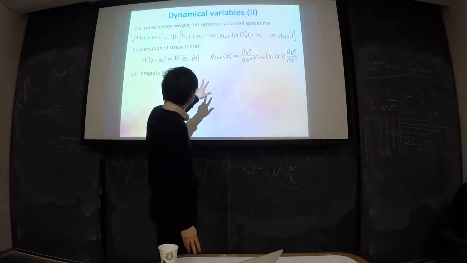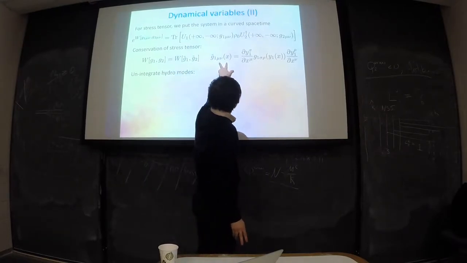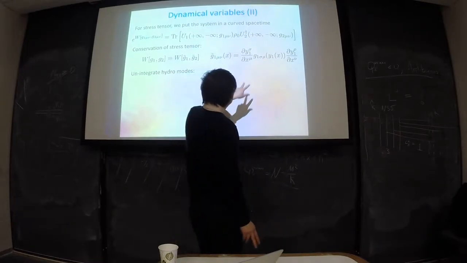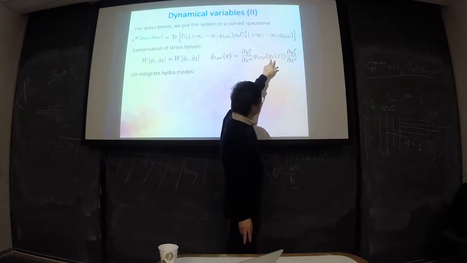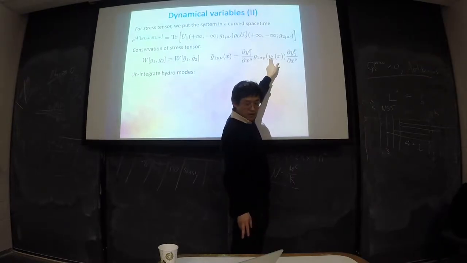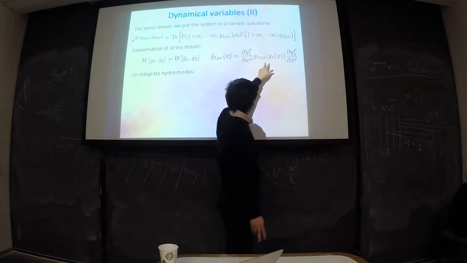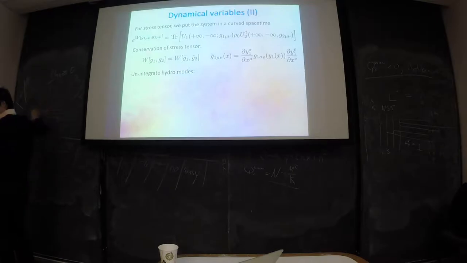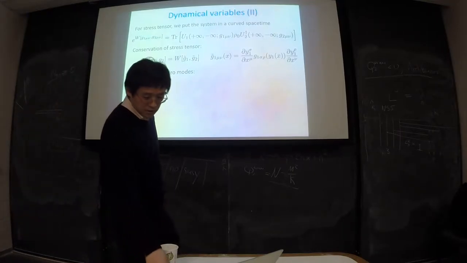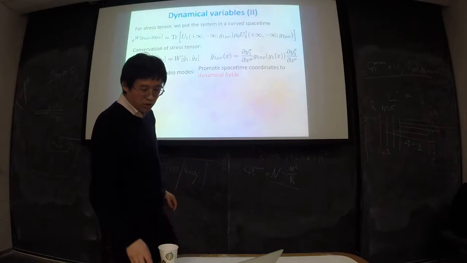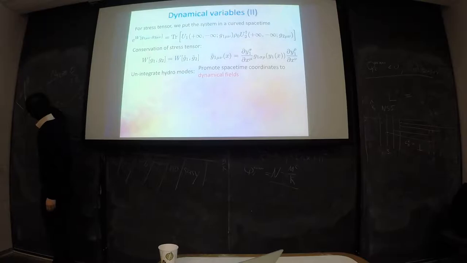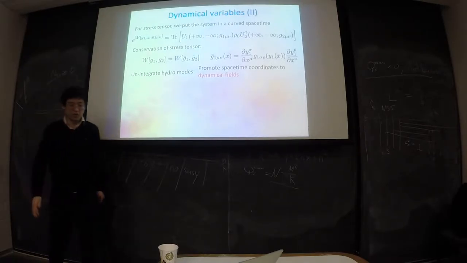Now let me emphasize two things. When I write down the diffeomorphism, each metric has an independent diffeomorphism. That's why the one associated with each has an independent diffeomorphism. So that means you just promote the space-time coordinates for the two Lagrangians into dynamical variables.